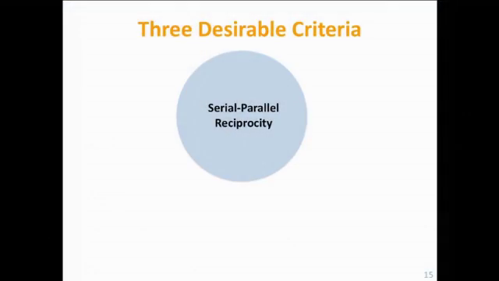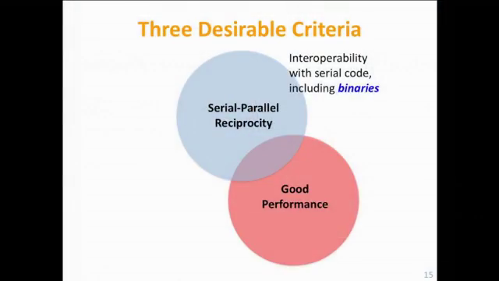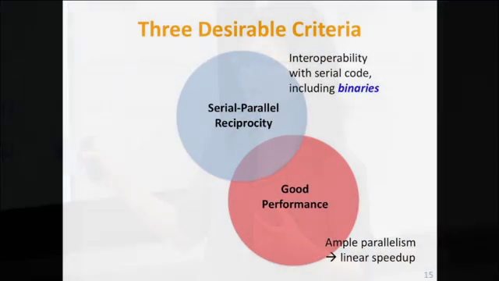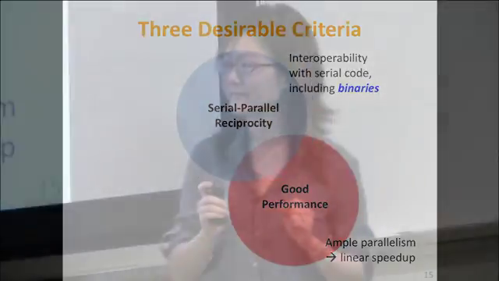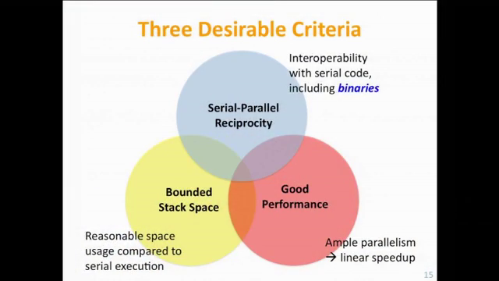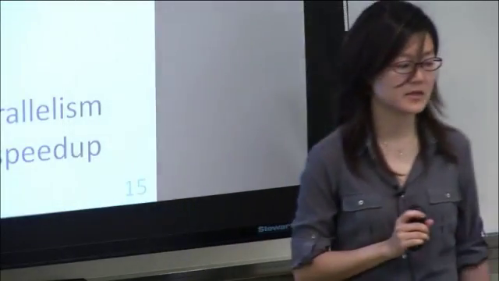The first one is what I call serial parallel reciprocity. And what that means is that the parallel code should be able to seamlessly interoperate with serial code, including legacy binaries. And the second one is it should provide good performance. And what that means is that if the application has ample parallelism, you should see near perfect linear speed up when you run the concurrency platform. And finally, the last one is bounded stack space, which is to say that when you run the computation in parallel, it should consume a reasonable amount of space compared to the serial execution.